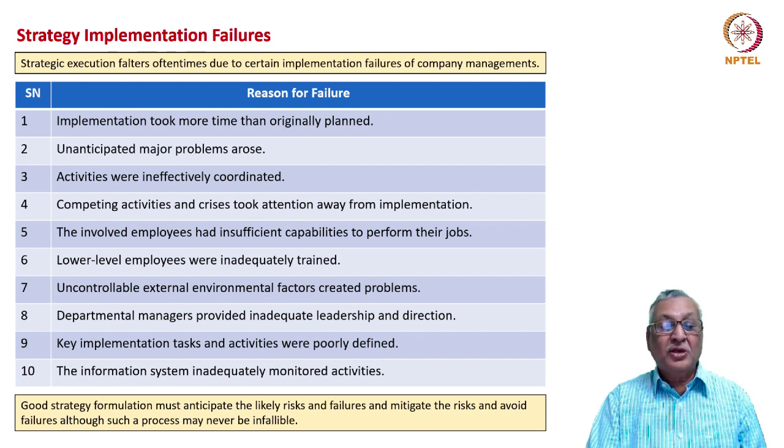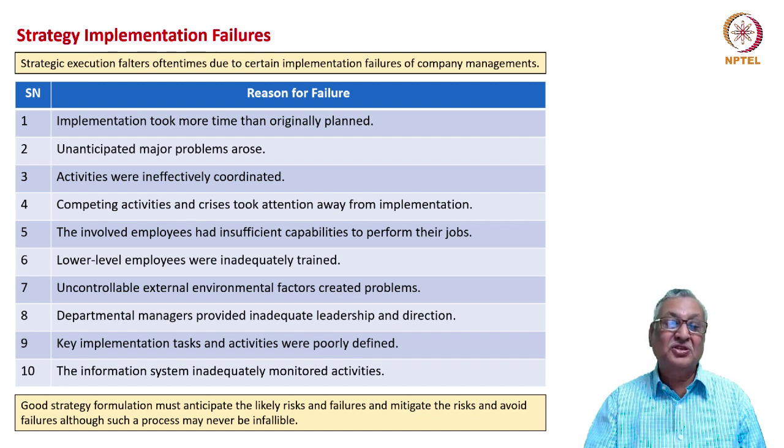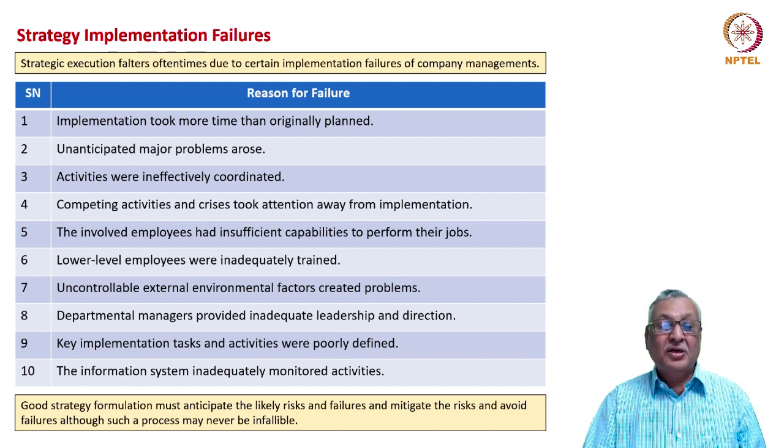Without doubt, uncontrollable external environmental factors do create problems. Departmental managers at times do not provide adequate leadership and direction. That's because there has been no ownership in the building of strategy. When strategy is taken up as an ivory tower exercise and imposed top down, very often the department managers and the rank and file fail to own the strategy. Similarly, when it is not communicated appropriately, the strategy fails.